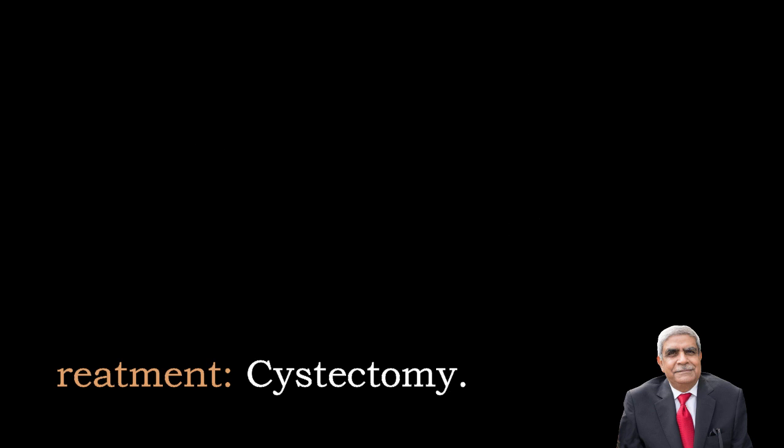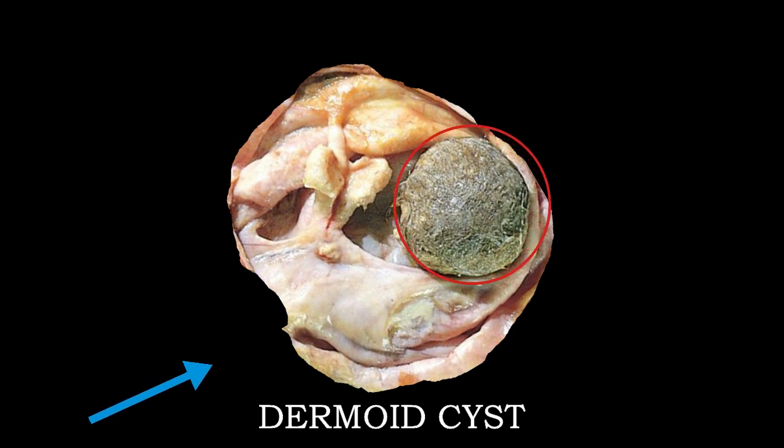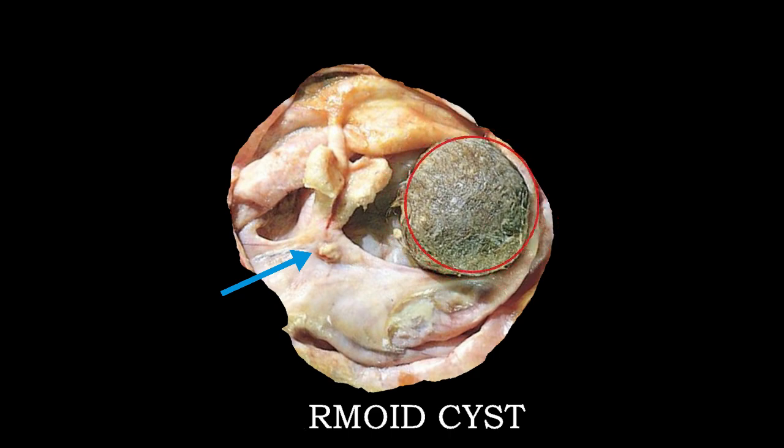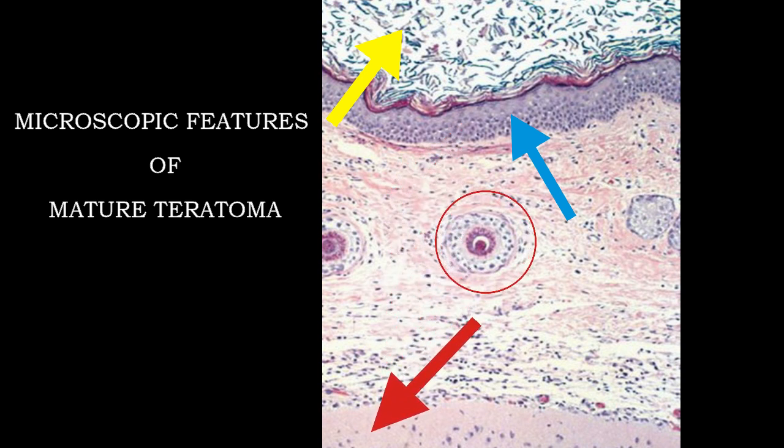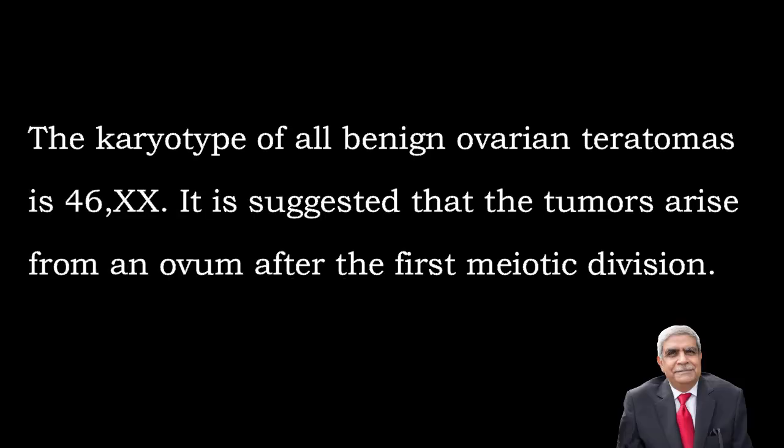Treatment is cystectomy. This gross photograph of a dermoid cyst shows that its wall is thick, it is multiloculated and contains hair along with a piece of bone. This photograph shows histological features. There is keratin material, stratified squamous epithelium, fibrous tissue, hair shafts, sebaceous glands, and neural tissue, which are present in varying amounts. The karyotype of all benign teratomas is 46XX. It is suggested that tumors arise from an ovum after the first meiotic division.